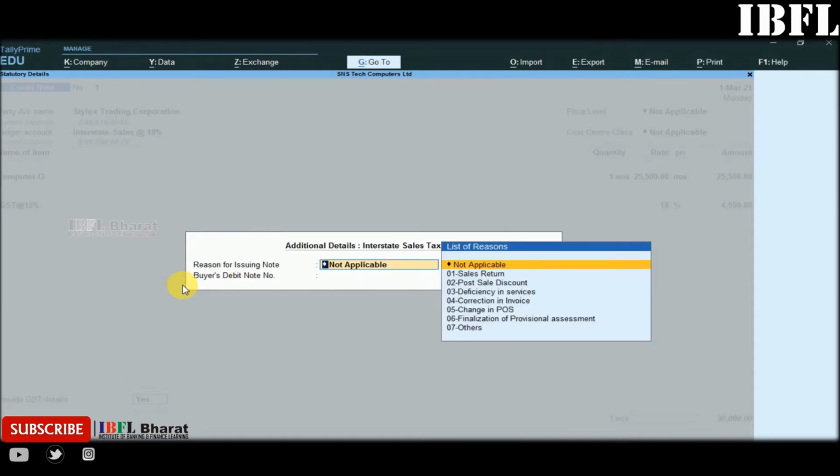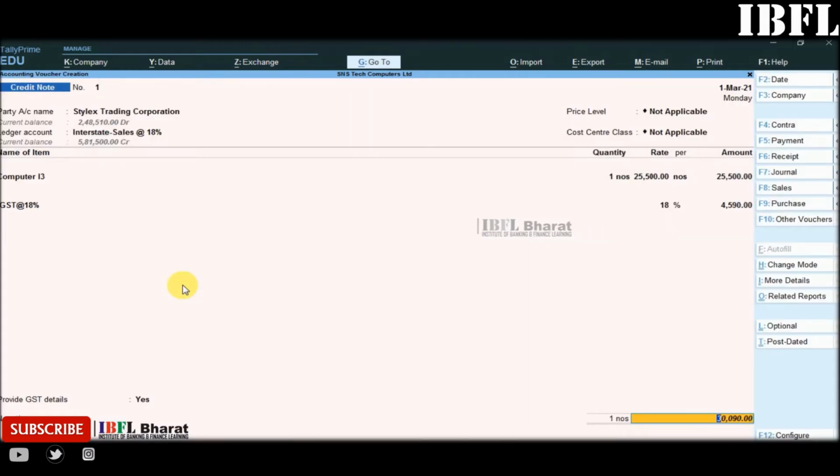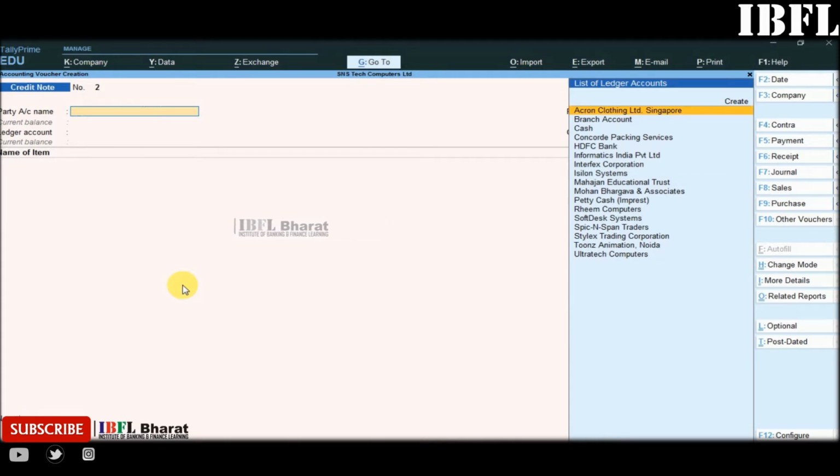Now here we have to tell the reason for issuing the note, meaning what is the reason they are raising a debit note on us. So we have to show them the reason, sales return, and the buyer's debit note number. When the buyer was returning the goods, he raised the debit note, and there should be a number on the basis of which we will be punching this credit note. So we have to write down the debit note here. We have not mentioned any debit note, so we will keep it blank, press enter, and accept it against this voucher. This credit note is punched by us on the basis of the debit note raised by the party.